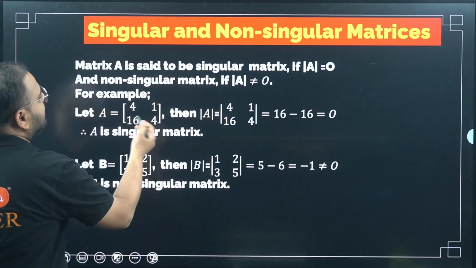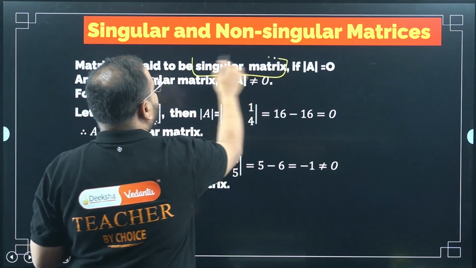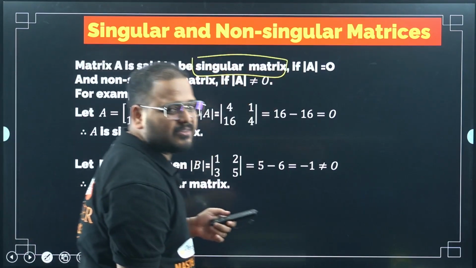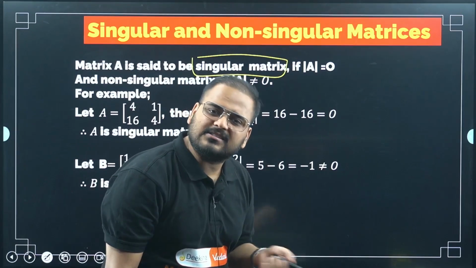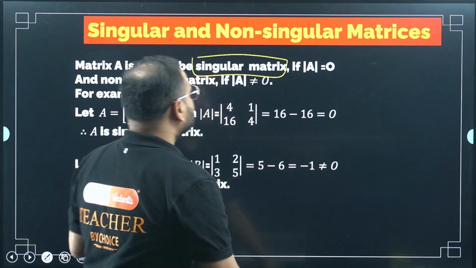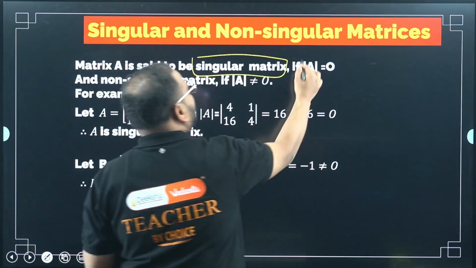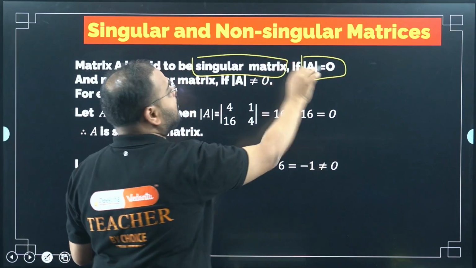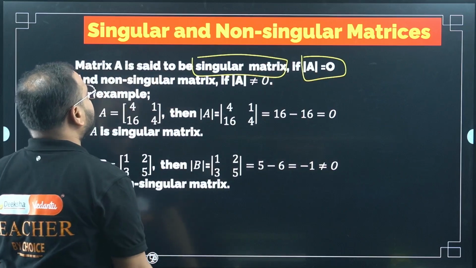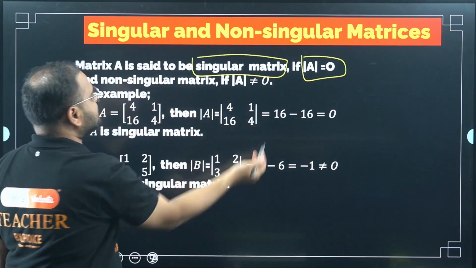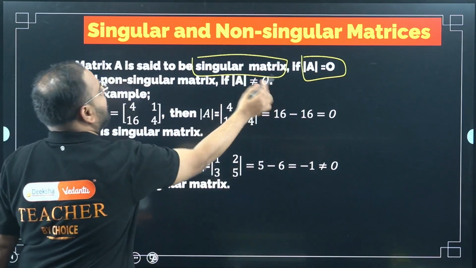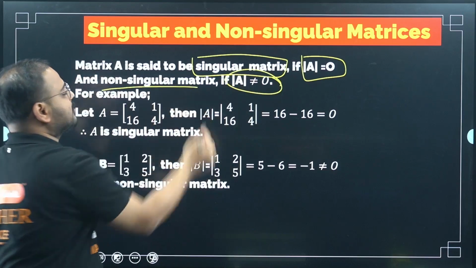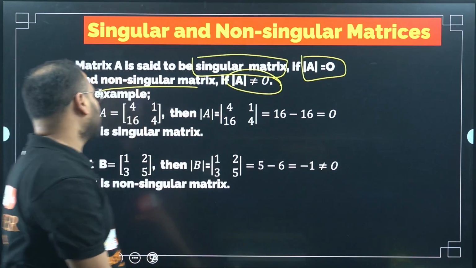Questions can be asked on singular matrices, and if they are asked, good for you. Very simple. If the matrix is singular, its determinant will be 0. Again, we are talking only about square matrices. If the determinant is not equal to 0, then the matrix is a non-singular matrix.